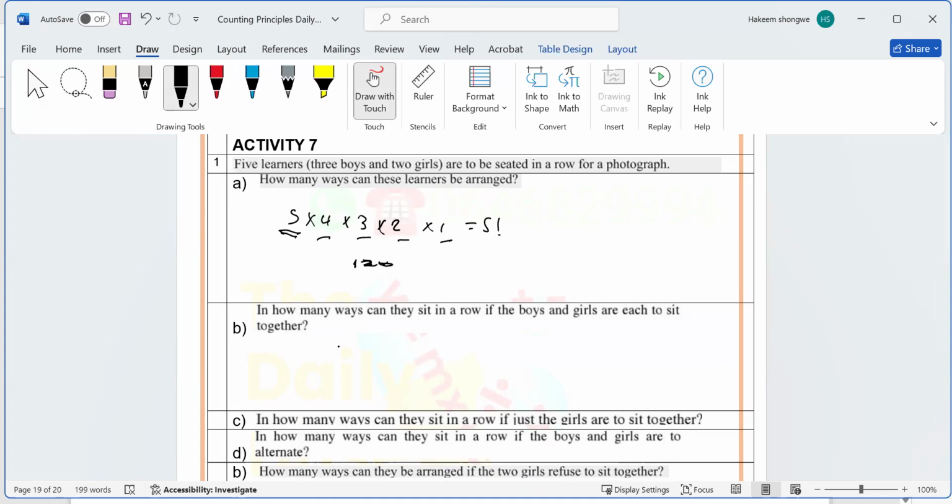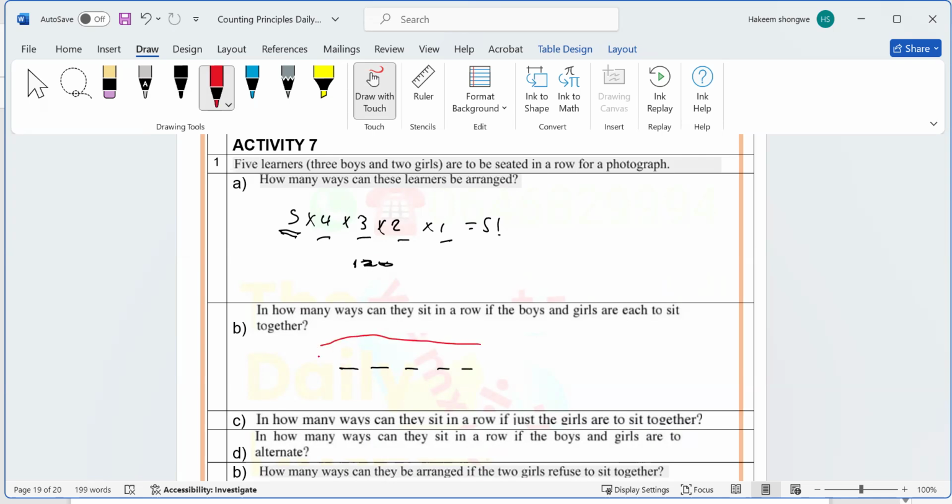Okay, number 2, question B says, in how many ways can they sit in a row if the boys and girls are each to sit together? Now this one is kind of hot. So here we're going to do the pairing. We're going to draw two boxes: one big which occupies 3 spaces and one small which occupies 2 spaces.